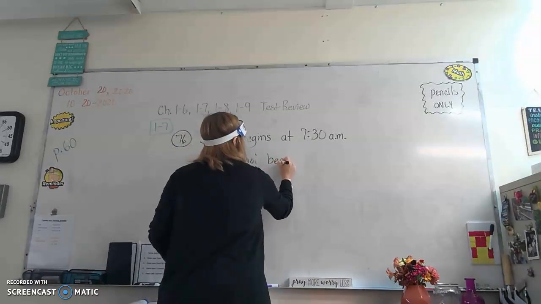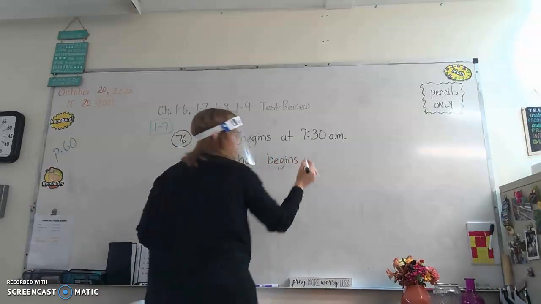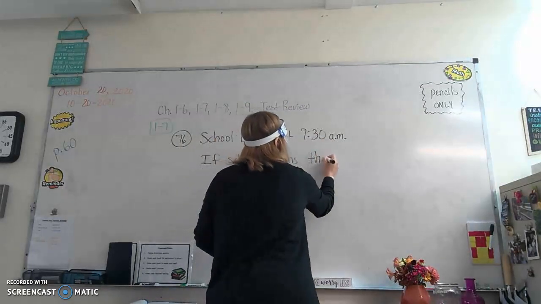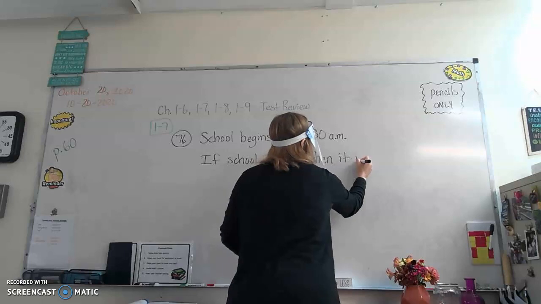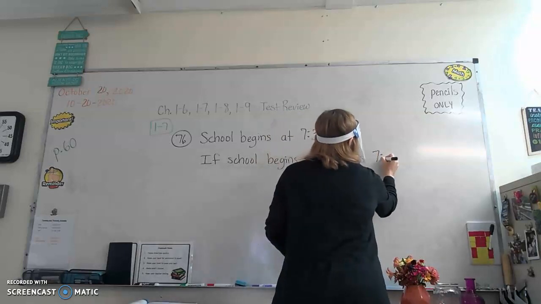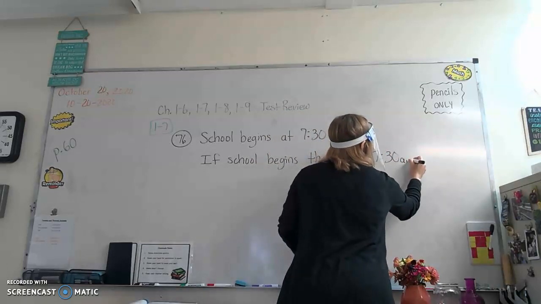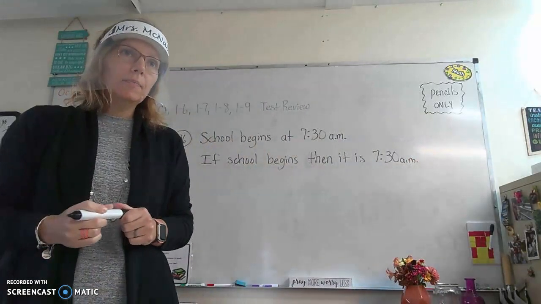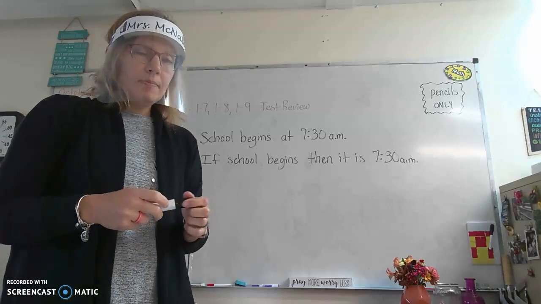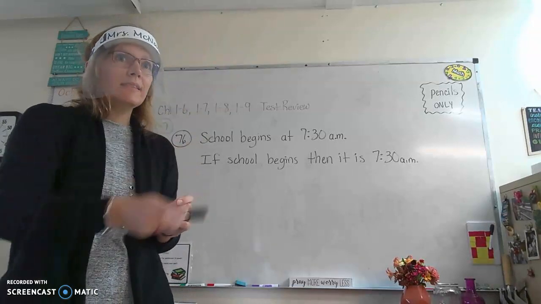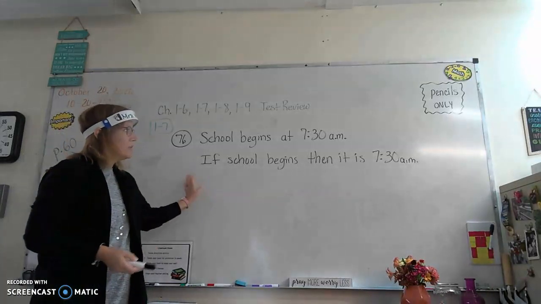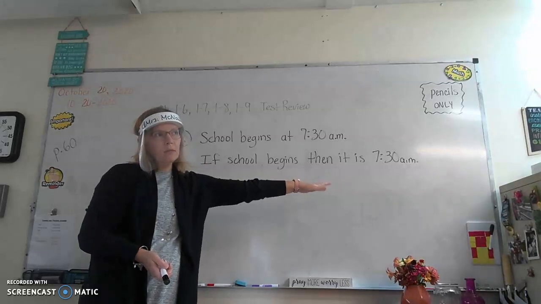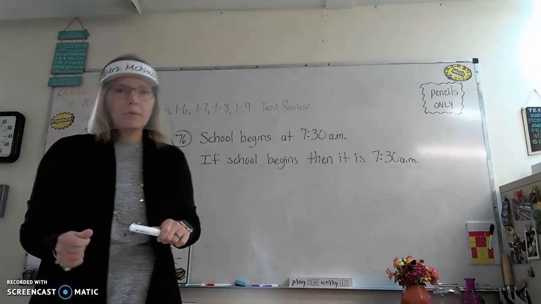This one is a little bit tricky, because I actually did the same thing you did at first. If school begins, then it is 7:30 a.m. What's another way you could say this sentence? If school begins... Nope. If it is 7:30, then school begins. There you go. So you could write it the other way too. You could say if it is 7:30 a.m., then school begins. Either of those ways would be acceptable on the test.